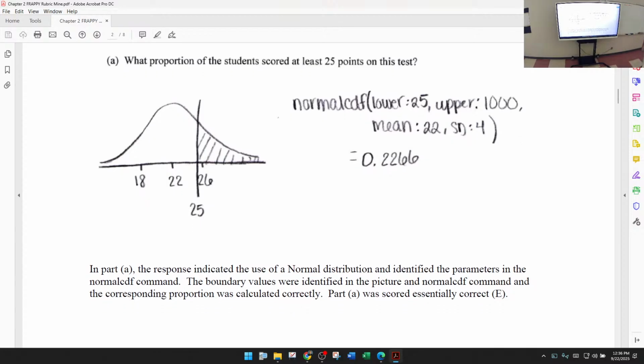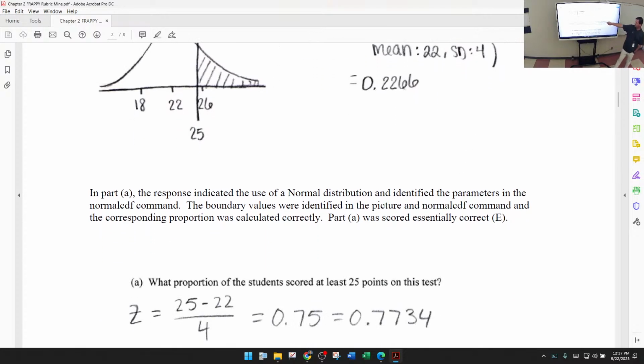Let's look at this student's answer. This student has a nice picture over here. They got the 22, they got the 26, they got the 18, and they put the 25 to the right. I think that might be where you might be missing it, which is shading it to the right and talking about greater than 25. They got normal CDF with lower 25, upper 1,000, mean 22, standard deviation 4 equals 0.2266. Okay?